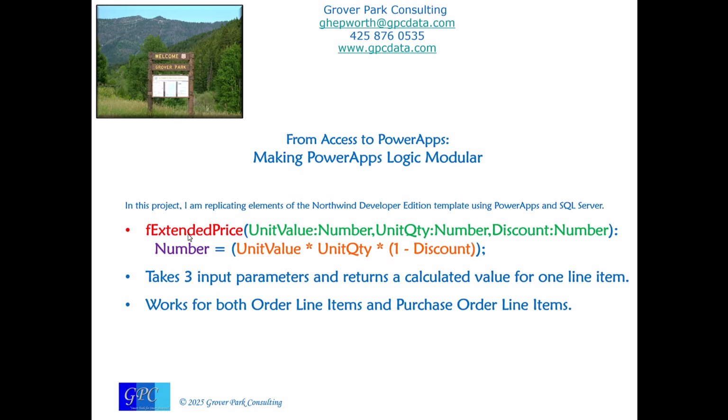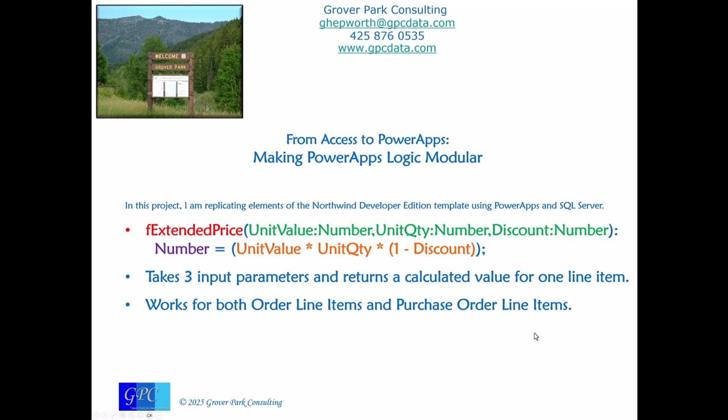Next up, we have a calculation for the extended price of a single line item. The same color highlighting identifies each component of this UDF. The name is F extended price. It takes 3 input parameters. All are numbers. It takes the unit value, the unit quantity, and discount if any is applied. It returns a number, which is the result of multiplying the unit value by the unit quantity times 1 minus the discount amount. That comes out of this UDF as a number.